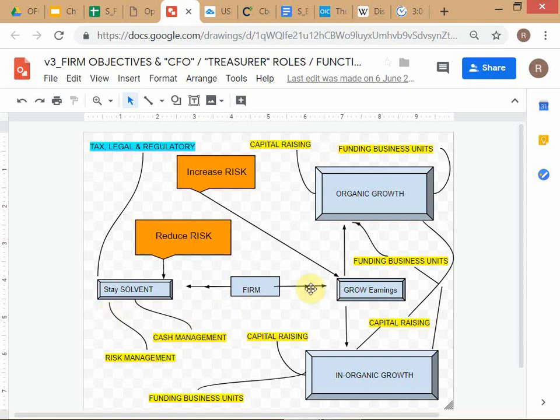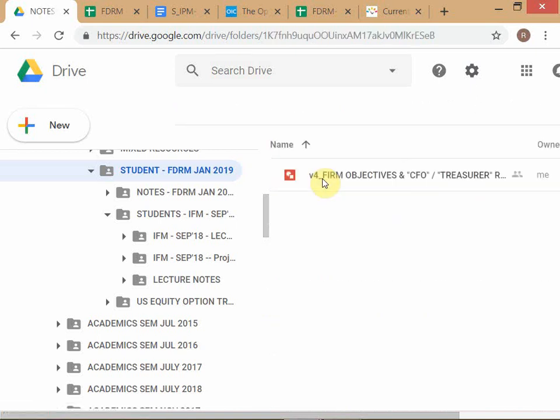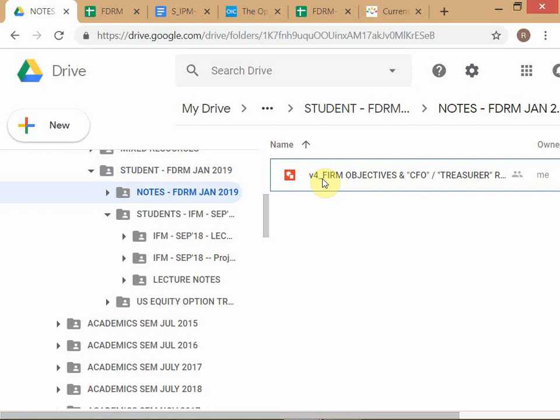Now, did I discuss this with you guys? Did I discuss this framework? No, sir. No, never. Okay, so I think there is a folder in notes. I think that is V4. Yeah, so let me just go to V4 instead of V3.